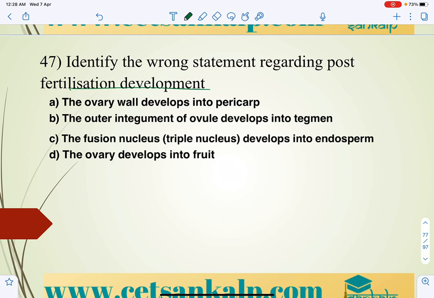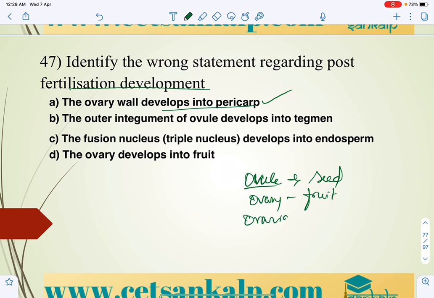Ovary wall develops into pericarp. So that is where you can say that the ovarian wall develops into pericarp, correct. So ovule develops into seed, that is embryogenesis. Post fertilization, ovule develops into seed, ovary develops into fruit, ovarian wall develops into pericarp.